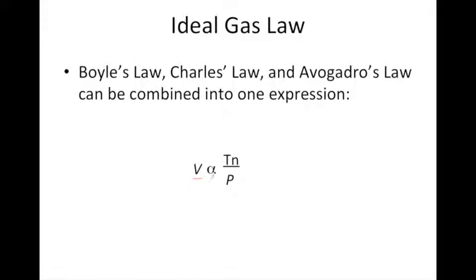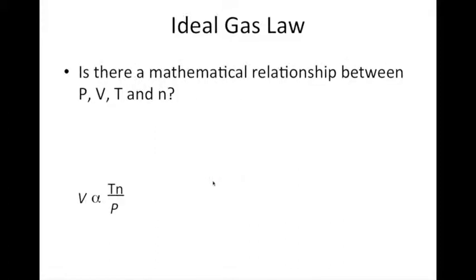If we combine all three of these laws, we get the volume is proportional to 1 over the pressure, so pressure's on the bottom. Volume is proportional to the temp, so temp's on top. And volume is proportional to the number of moles, so the number of moles are on top. So we end up with this proportionality expression. However, this expression does not allow us to say that the volume is equal to these. So the volume is not equal to the temp times the number of moles divided by the pressure. It's proportional to them. In order to solve problems, we need some mathematical relationship between volume, pressure, temp, and the number of moles. So is there such an expression?